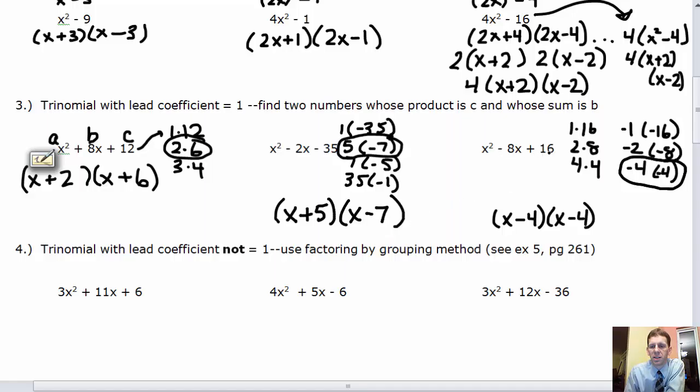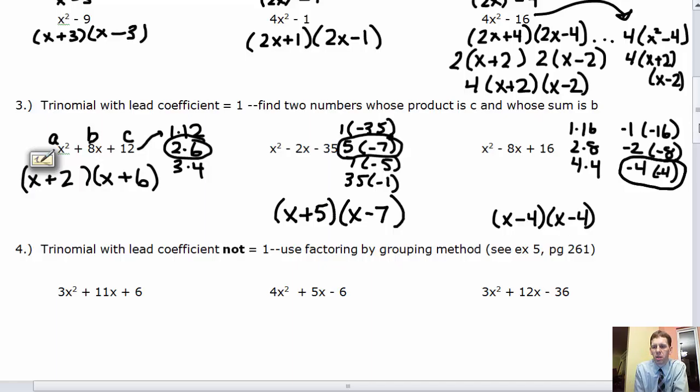For x squared minus 8x plus 16, looking for two numbers that you can multiply to get 16, but when you add them, you get negative 8. If you do anything like 1 and 16, 2 and 8, and 4 and 4, these are all positive numbers, so when you add them together, you'll get a positive answer. If you multiply two negative numbers together, that will get us a positive product, but a negative sum. And negative 4 and negative 4 are the numbers you want to use. X minus 4 times x minus 4.